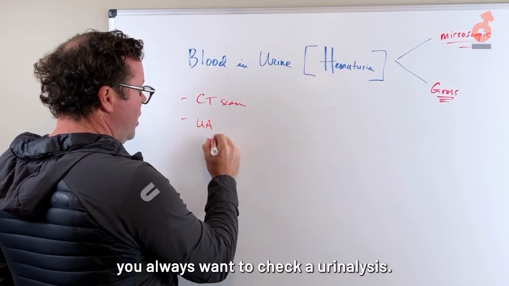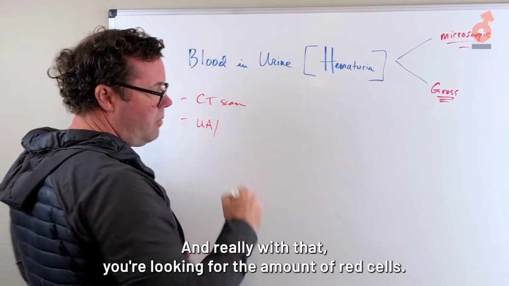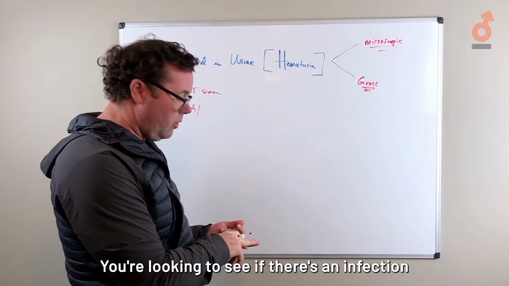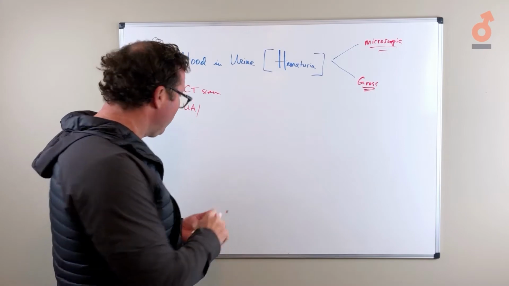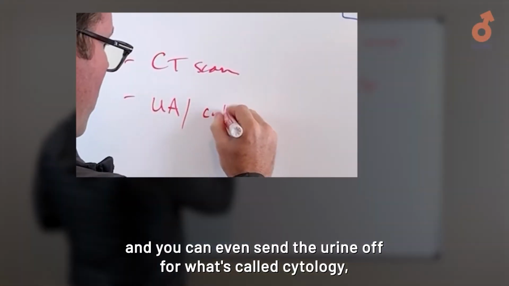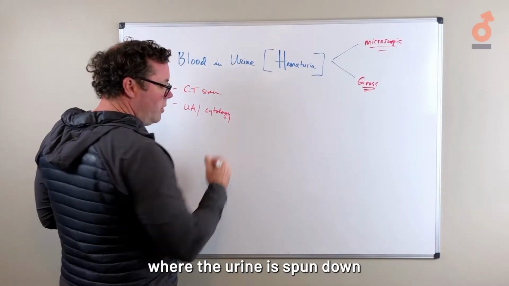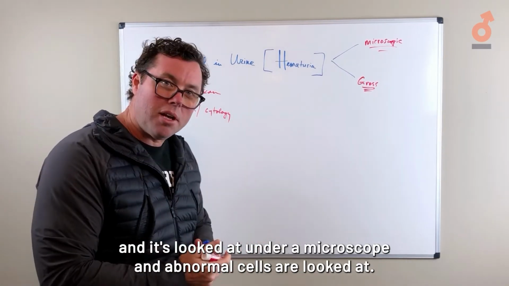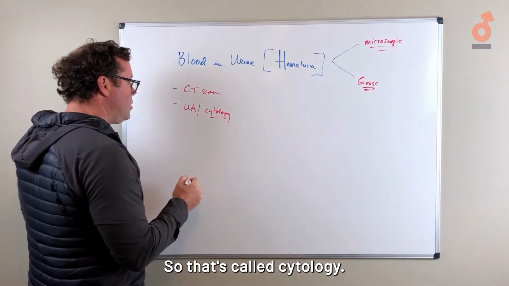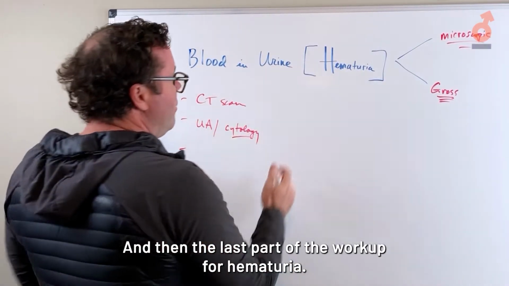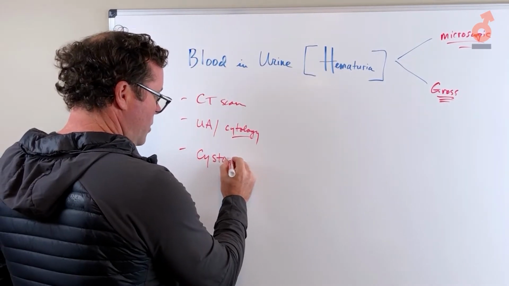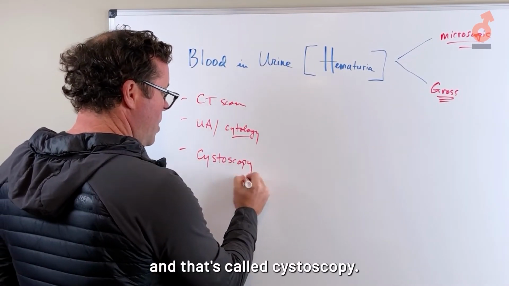You always want to check a urinalysis. And really with that, you're looking for the amount of red cells. You're looking to see if there's infection. And you can even send the urine off for what's called cytology, where the urine is spun down and it's looked at under a microscope and abnormal cells are looked at. So that's called cytology. And then the last part of the workup for hematuria, the basic workup, is just a simple bladder inspection, and that's called cystoscopy.